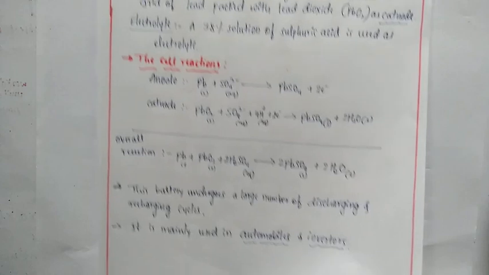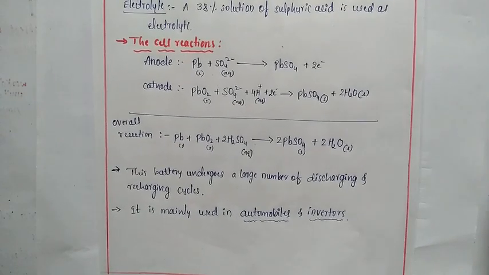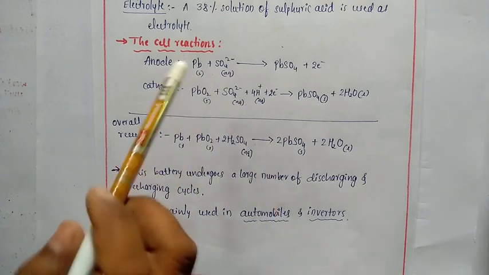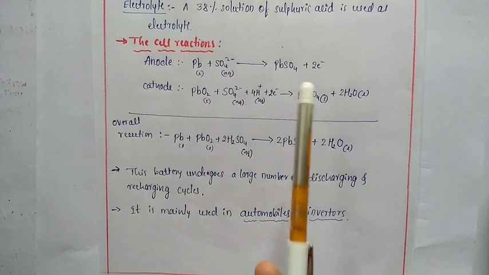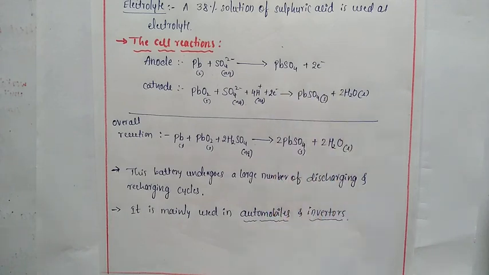Now the cell reaction for the lead storage battery. At the anode, lead Pb reacts with the electrolyte SO4 2-, and gives rise to PbSO4, losing 2 electrons, because oxidation takes place at the anode. At the cathode, PbO2 plus SO4 2- and 4H+ gains 2 electrons, because reduction takes place at the cathode. It gives the products PbSO4 and 2H2O.